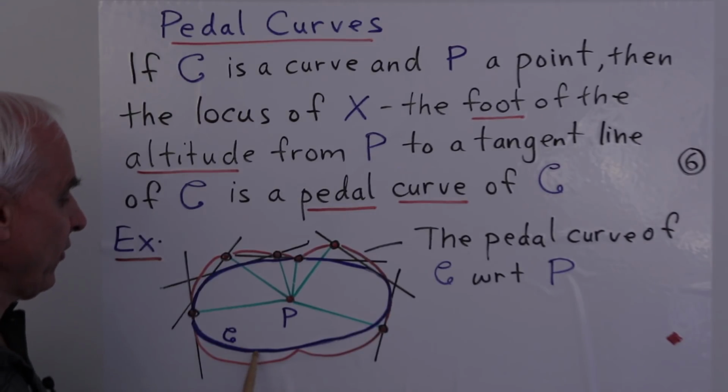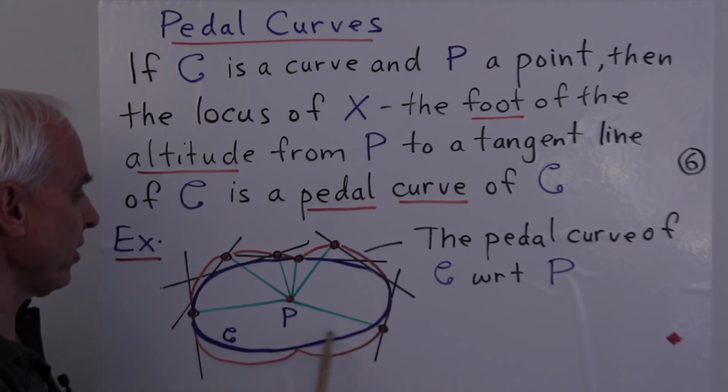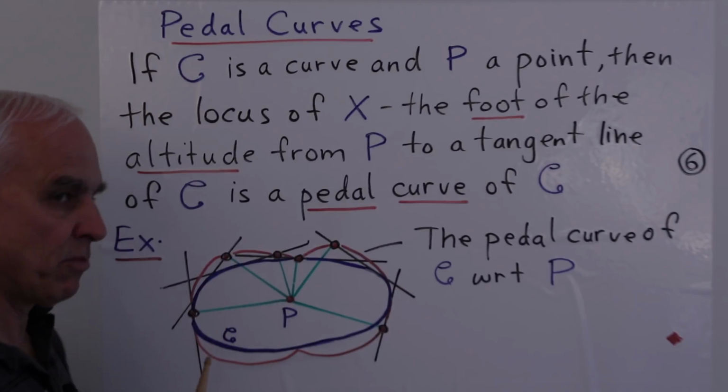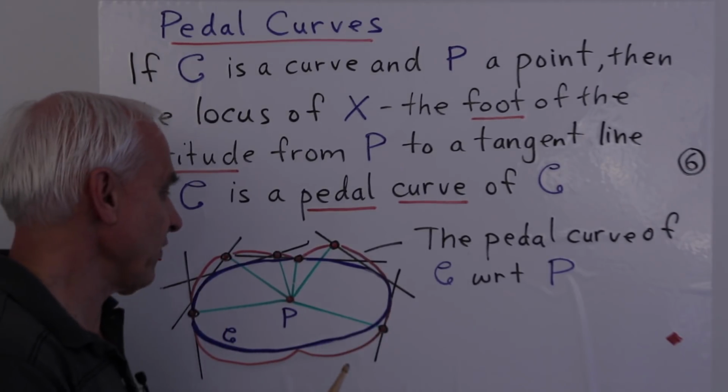So what does that mean? So here's a curve C, it's my drawing of an ellipse, and here's a point P, which happens to be close to the center of it.